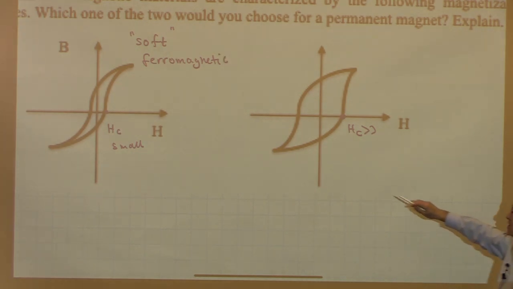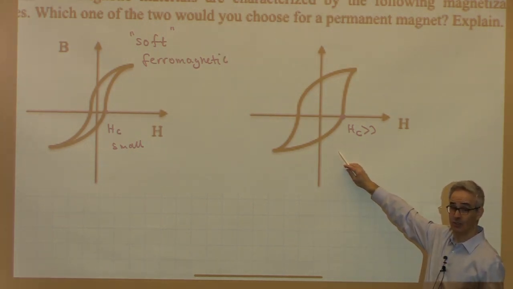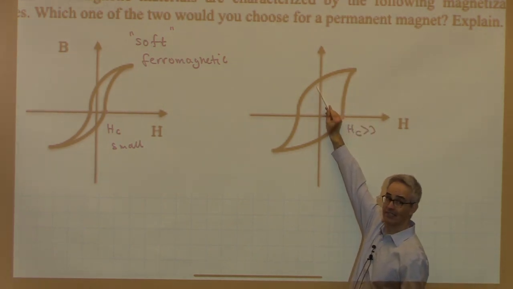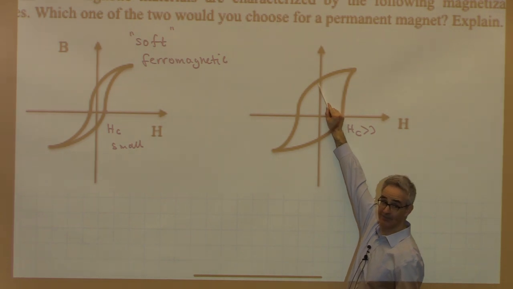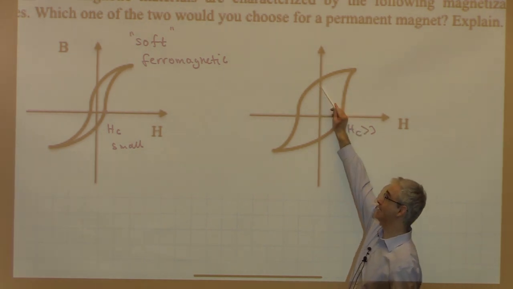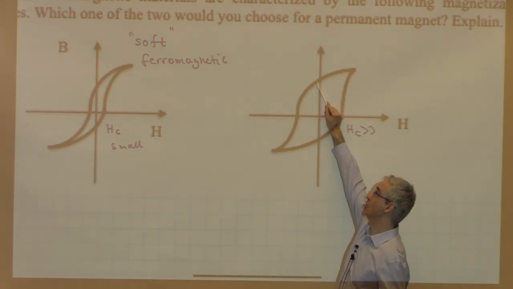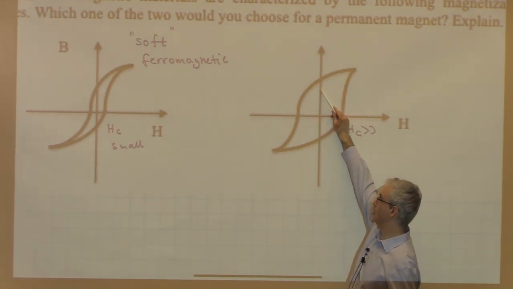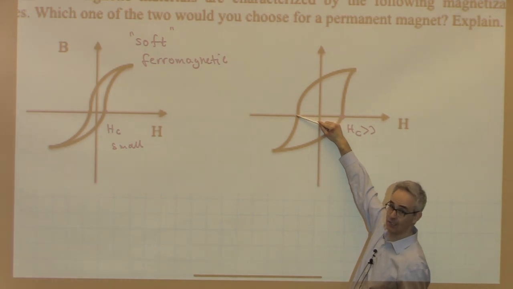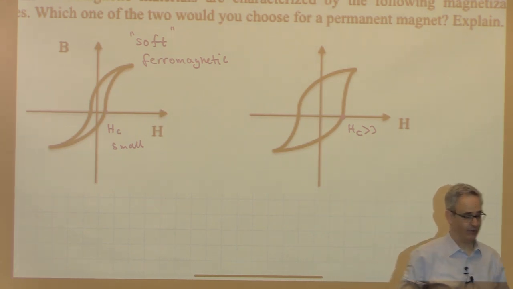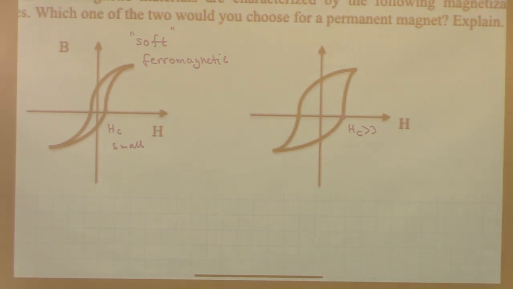This one, you see, is a hard material. To demagnetize it, that is, if you are being sold this material at this operating point, zero magnetic field intensity has this magnetic flux density, and you demagnetize it, you need to provide a very large current in order to demagnetize this. So this is what we call a hard ferromagnetic medium, or a hard magnet.